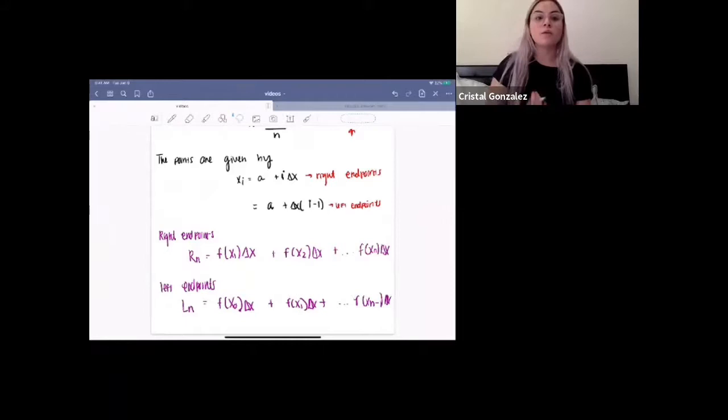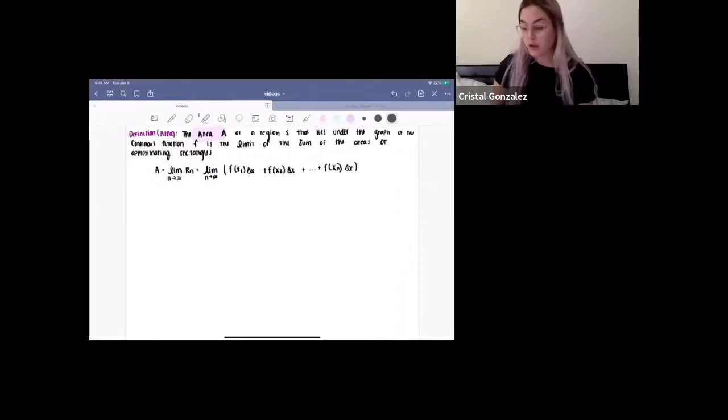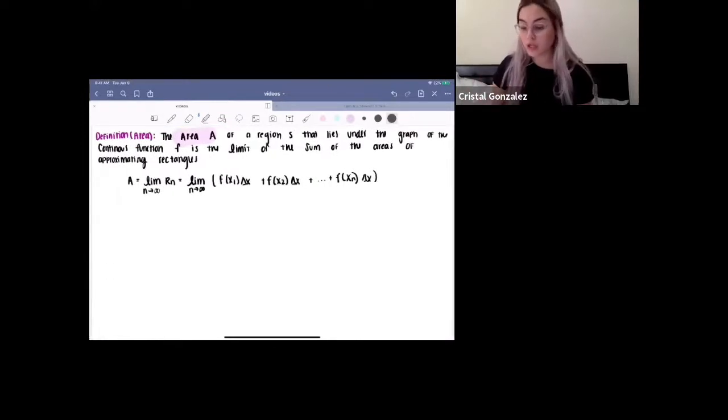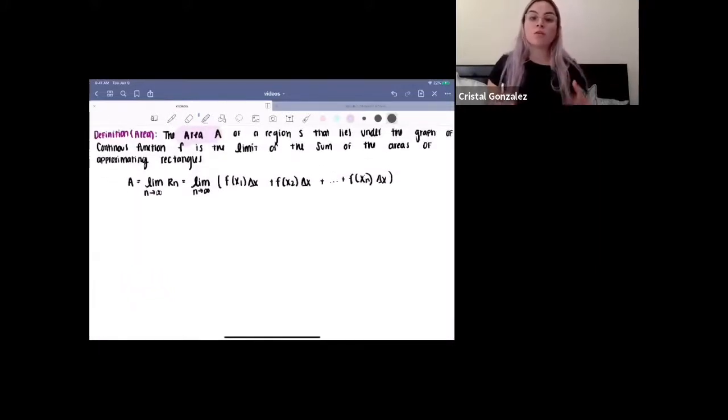Okay, so now that we talked about how we define right endpoints and left endpoints, we can define what is an area for our region S. The definition of an area using these methods is that the area A of a region that lies under the graph of the continuous function f, so some random function, is the limit of the sum of the areas of the approximating rectangles. So what this is really telling us is that when we sum up all the rectangles together, we should get the area A.